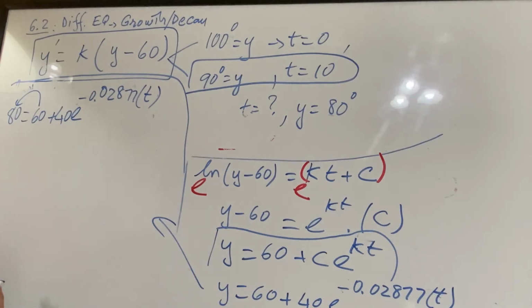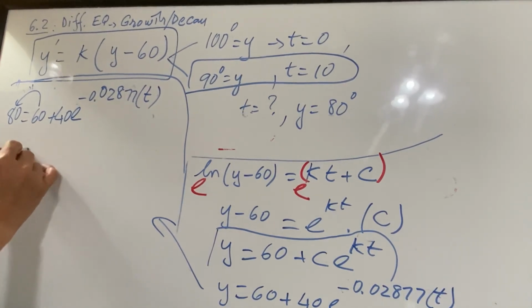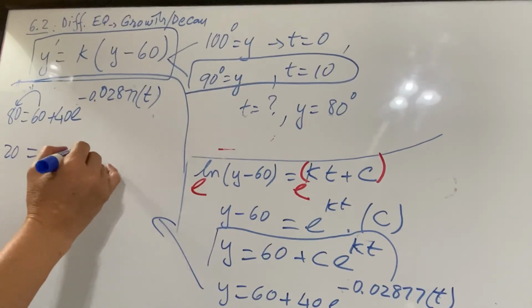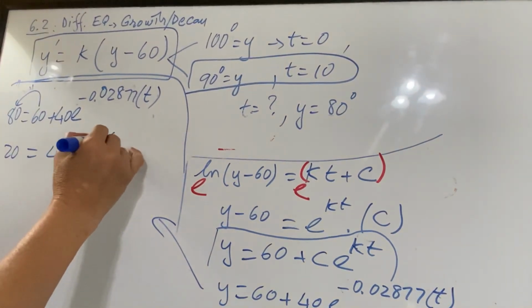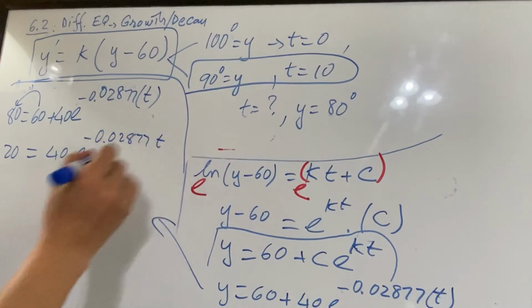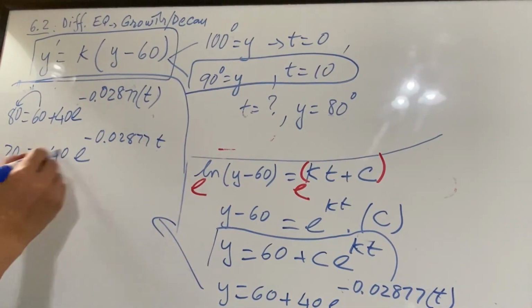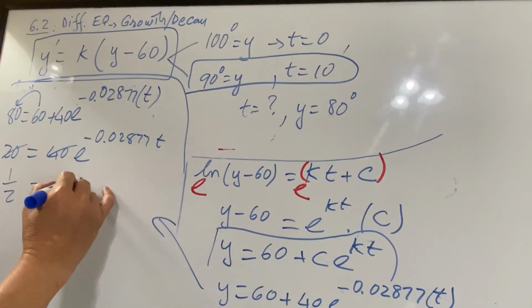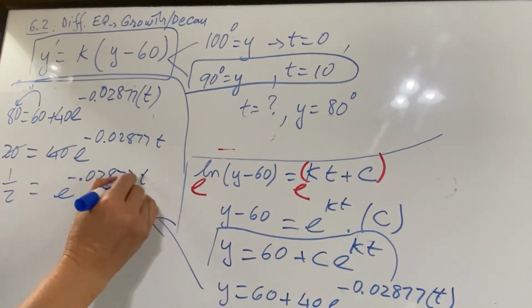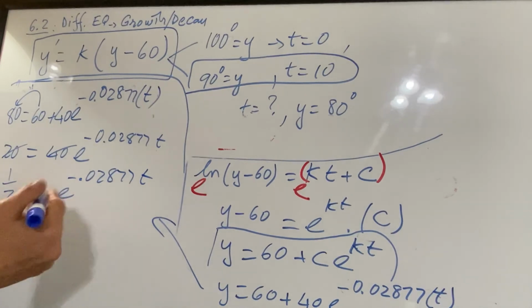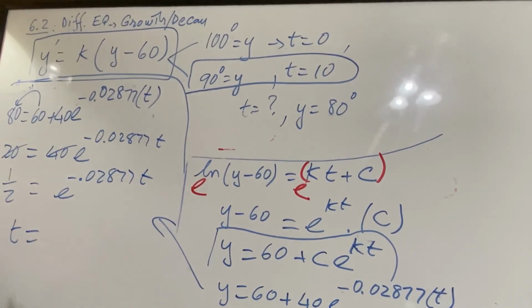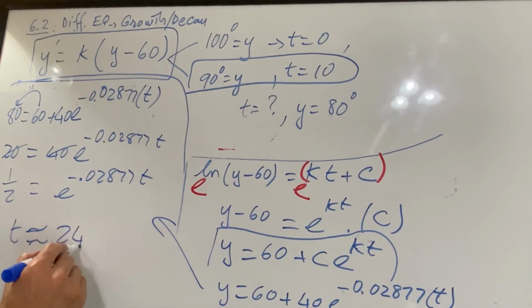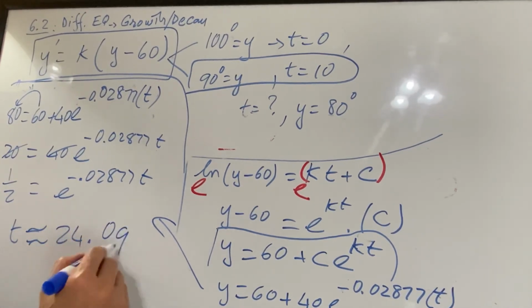I'm going to bring this over here, and then you solve this: divide both sides, you got 20 equals 40 e to the negative 0.02877t. Divide both sides by 40, okay? You got 1/2 equals e to the negative 0.02877t. All right, now what do you do? Take ln on both sides, solve for t, and you get t close to 24.09 minutes. Guys, that is beautiful.